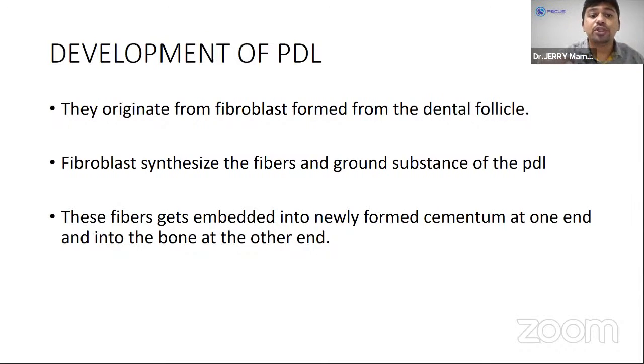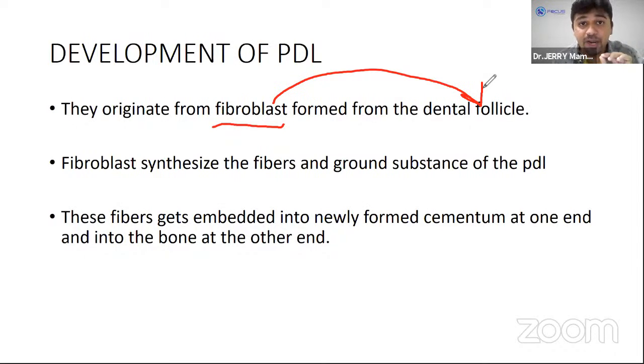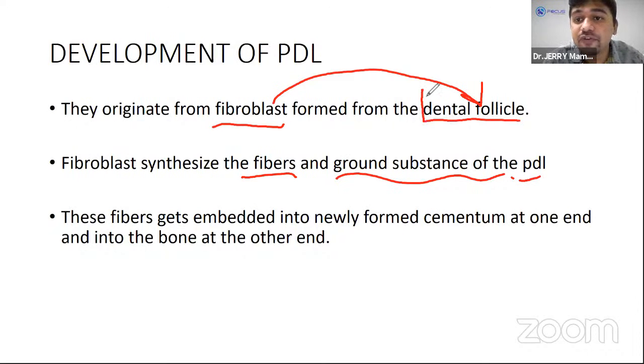So they originate from fibroblasts. Where are these fibroblasts formed from? They are formed from your dental follicle. Very important. The main cell that plays a role in periodontal ligament formation is the fibroblast. They synthesize the fibers and the ground substance of the periodontal ligament. Where do they originate from? They originate from your dental follicle.